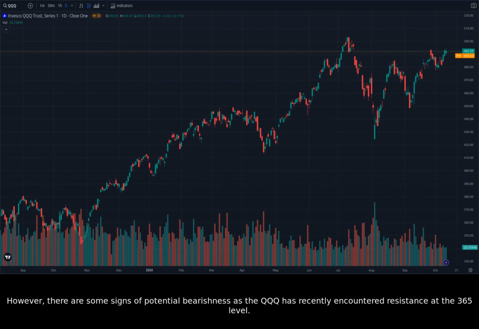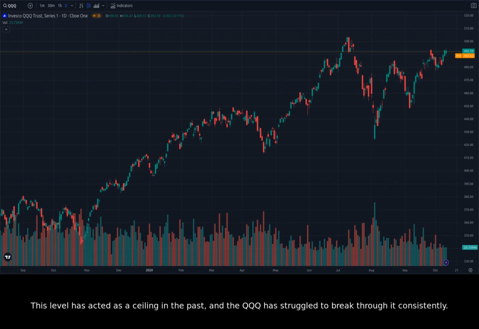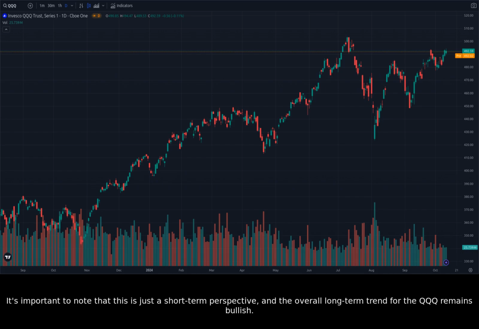However, there are some signs of potential bearishness as the QQQ has recently encountered resistance at the 365 level. This level has acted as a ceiling in the past, and the QQQ has struggled to break through it consistently. If the QQQ continues to face resistance at this level, it could indicate a short-term reversal. It's important to note that this is just a short-term perspective, and the overall long-term trend for the QQQ remains bullish.